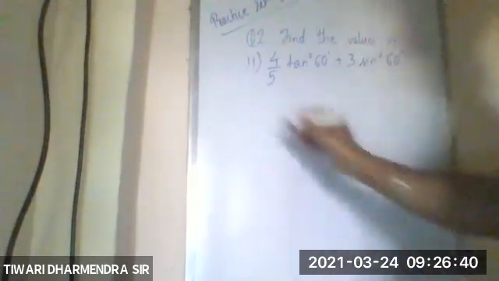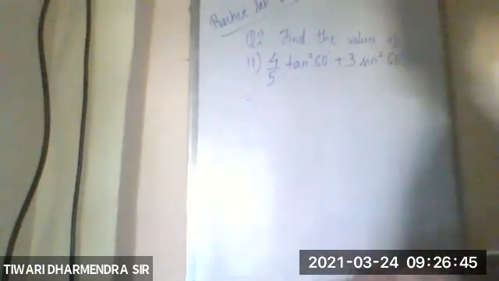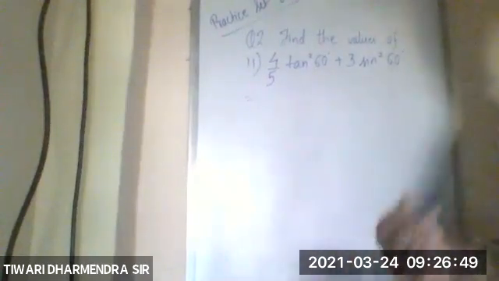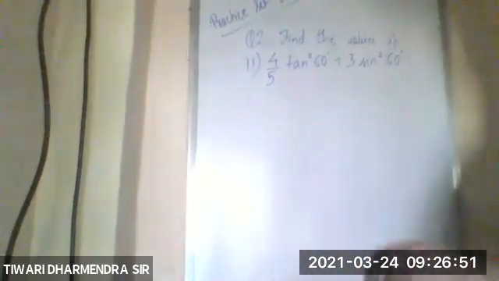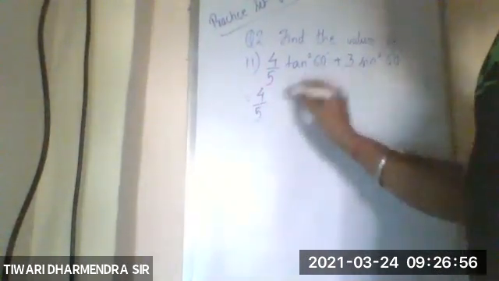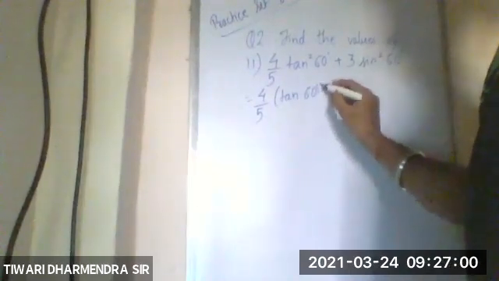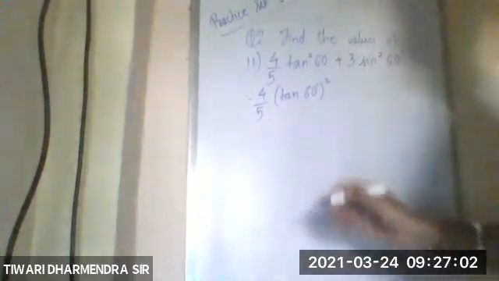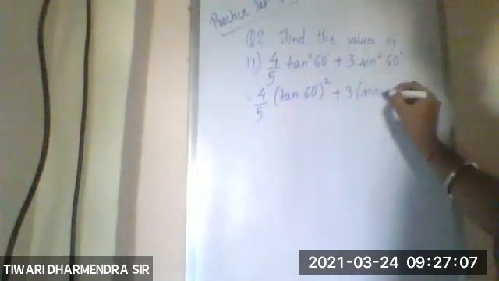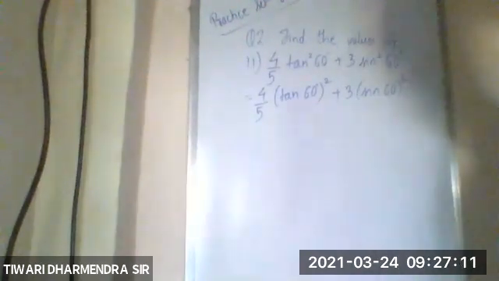Okay. If you know the values, this is one of the easiest problems for you. If you don't know the values, you have to work on that. So, if you know the values, well and good. If you don't know them, keep the table in front of you and go through it so that you can answer. 4 by 5, you can write this as tan 60 degree square plus 3 sine 60 degree square. Okay.